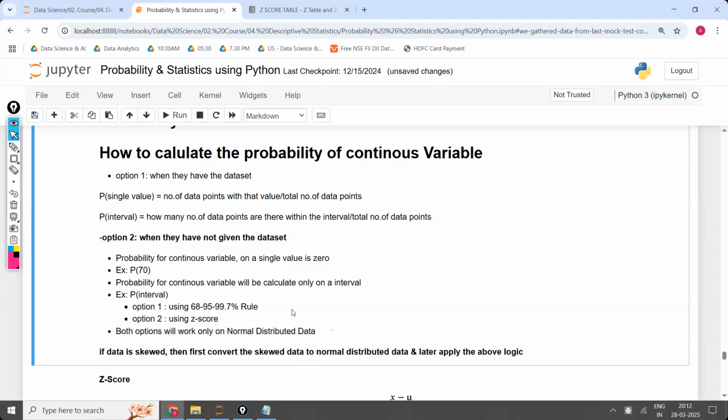Now these questions will only be asked in certifications. For example, if you are not taking any kind of certification related to data analyst, then these questions are not required for you. Z table is not required, z-score is not required, all these things are not required. I need not open the Z table only for you.